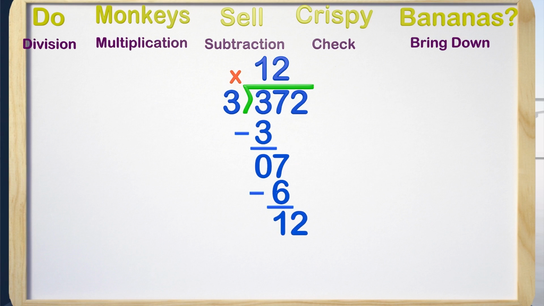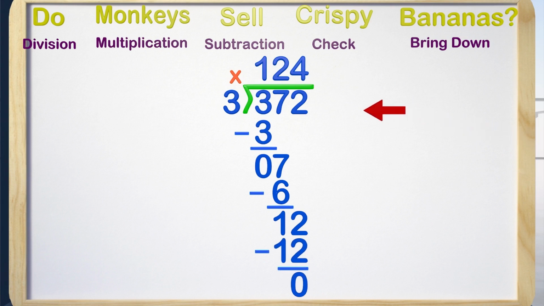Now we start the steps all over again. We first divide. 12 divided by 3 is 4, so we write a 4 up above for the answer. Now we multiply 4 by 3, which is 12, and write that below. The next step is subtraction. 12 subtract 12 is 0. We now check and see if 3 goes into 0, which it does not.